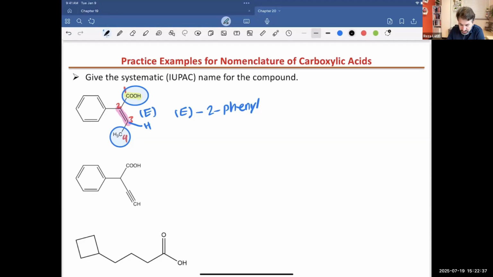I have 4 carbons. So it's a butane, but I need to say where I have the double bond. So I say BUT and then dash. Let's show the place of the double bond. I say 2, and then I need to say I have a double bond. I'm supposed to say EN.